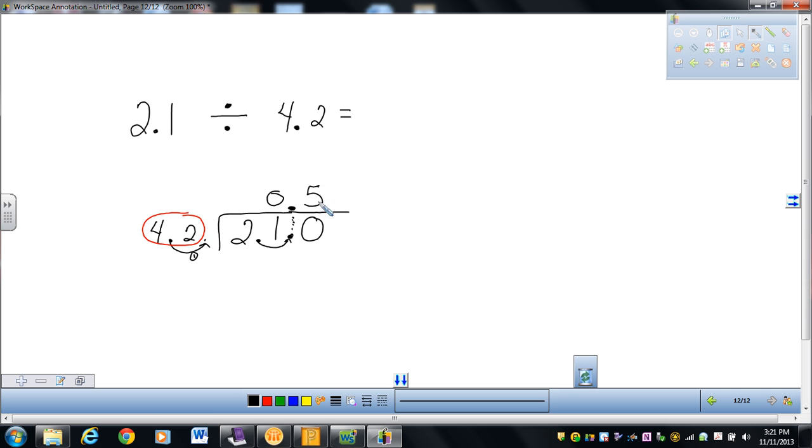Okay, so let's check that out. Let's see if it works. 5 times 2 is 10. Carry the 1. 5 times 4 is 20, plus the 1 is 21. And if I needed to do that off to the side, I could do 42 times 5 is 210. Perfect. Look at that. I don't even have to go any further because 210 minus 210 is 0, so I'm done. So my answer here is going to be 0.5. Okay? Just remember you have to move that decimal over, and whatever you do to the outside, you do to the inside.